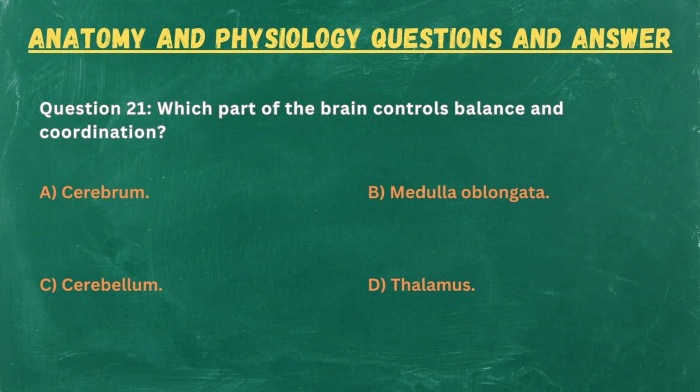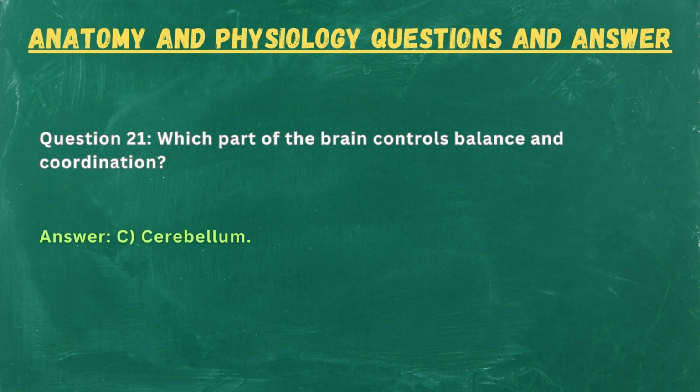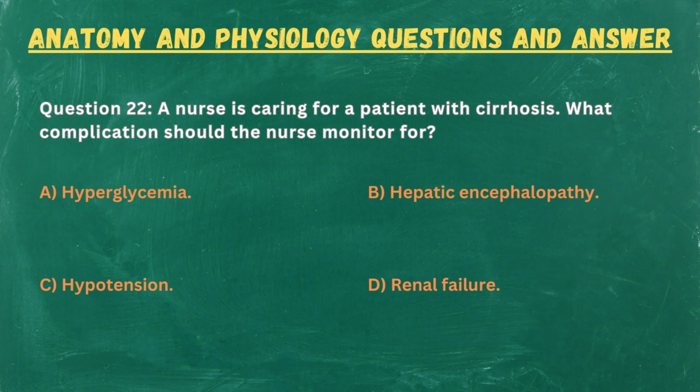Question 21. Which part of the brain controls balance and coordination? A. Cerebrum. B. Medulla oblongata. C. Cerebellum. D. Thalamus. Answer: C. Cerebellum. Question 22.